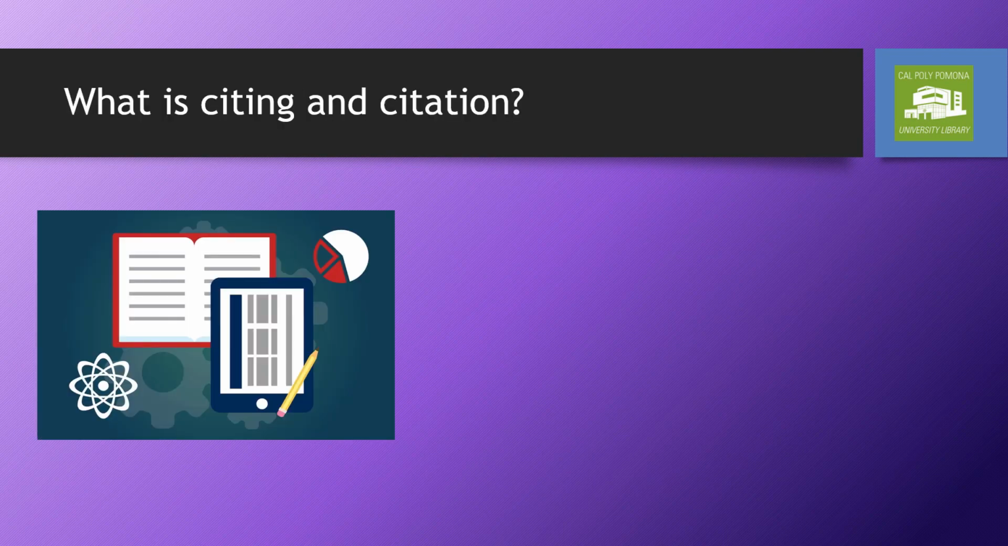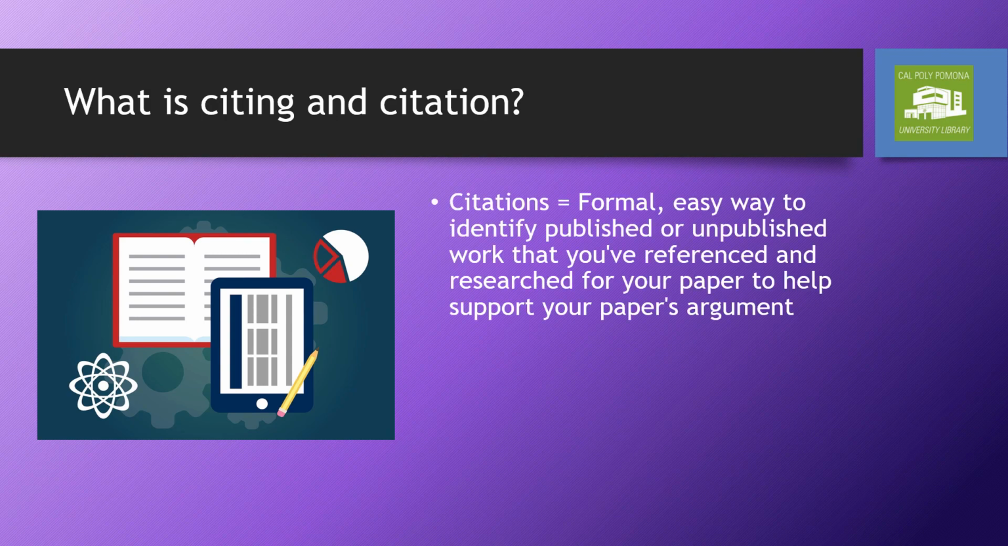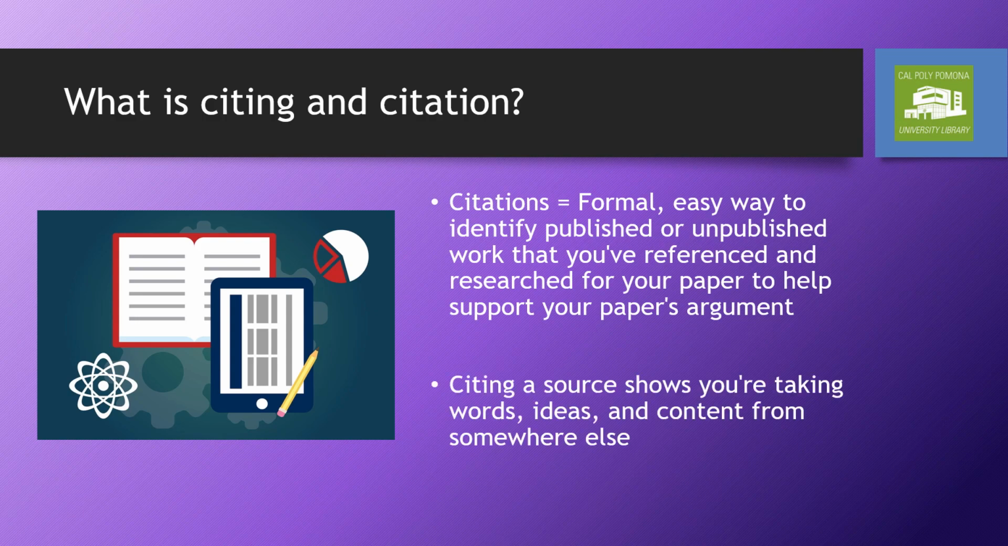So what is citing and citation? Citations are a formal, easy way to identify published or unpublished work that you've referenced and researched for your paper to help support your paper's arguments. Sources you consulted could be anything from books, articles, websites, videos, interviews, etc. Citing a source shows that you're taking words, ideas, and content from somewhere else.